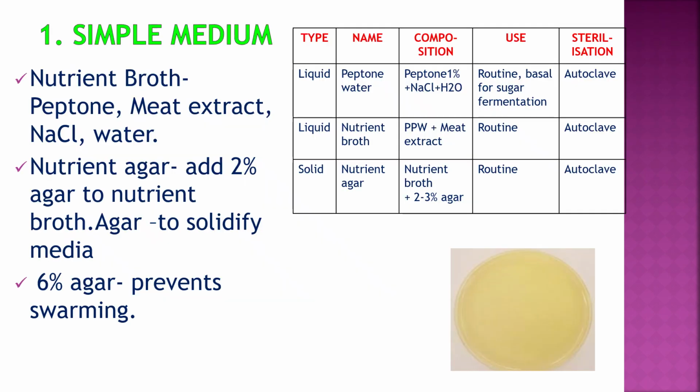So first ingredient is nutrient broth, which contains peptone, that is the protein part, then meat extract, sodium chloride and water. If you add agar to this nutrient broth, it will become nutrient agar. The role of agar is to solidify the media. The concentration used is 2%. If you use 6% concentration of agar, then it prevents swarming of bacteria like Proteus.